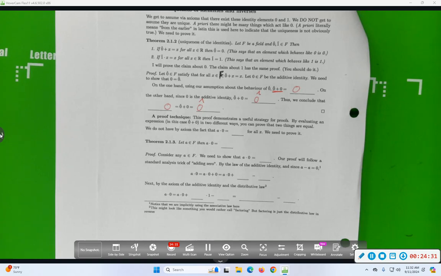Do you think you could do the same thing for 1 hat as well? How much do you think the proof would change? I think some pluses would become multiplies. Yeah, I think you could do a literal copy paste and change some laws, right? Groovy. All right.